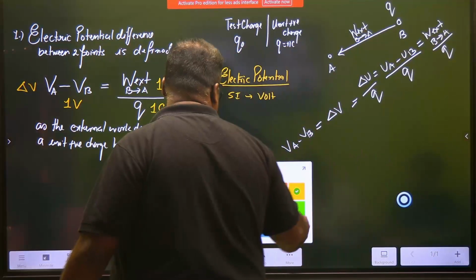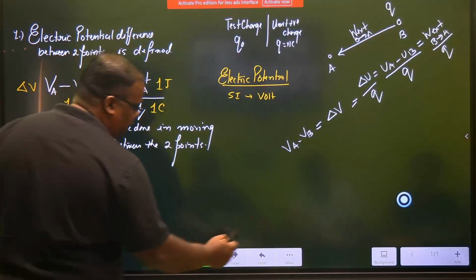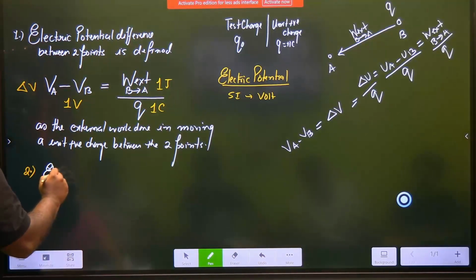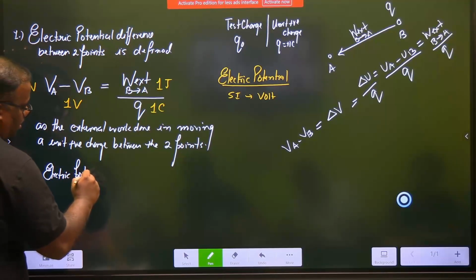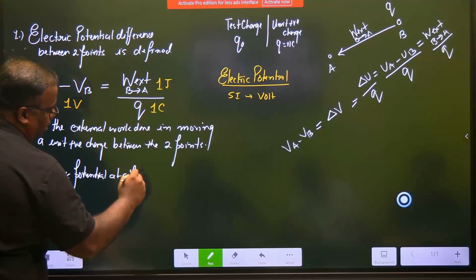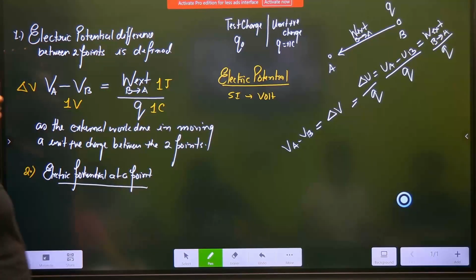So in the same lines with this, our next topic is electric potential at a point. And this definition will become more clear from the above definition.